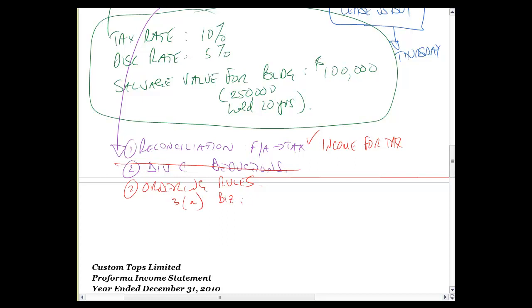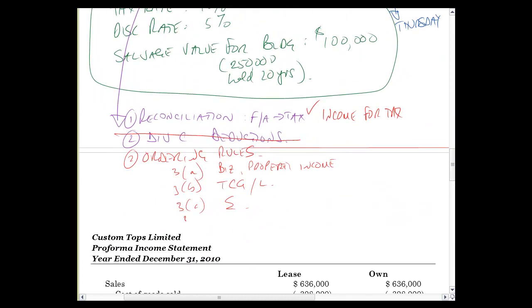3A, business and property income. 3B. Did you say it, Jessica? Taxable capital gains and losses in the year. Yeah. 3D is what? Cody? The non-capital losses and gains. So losses. Okay, so we add all these things up, and this gives us Division B.